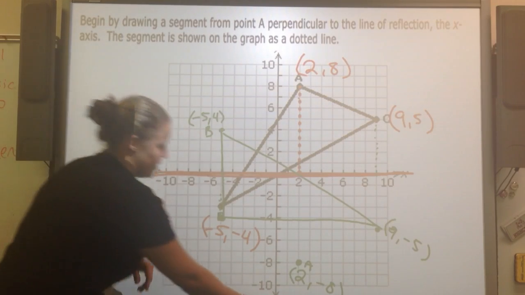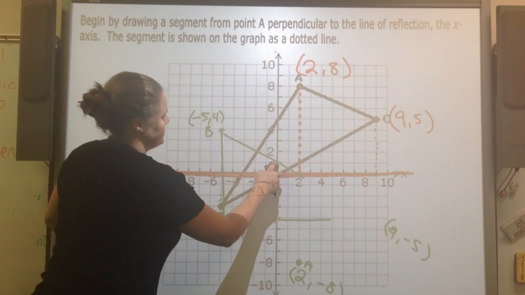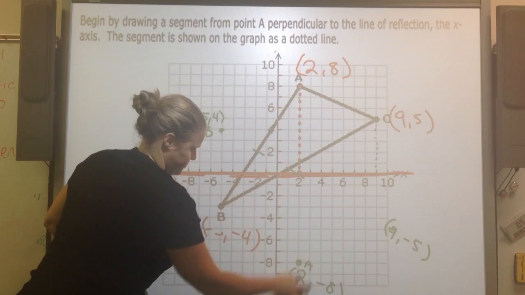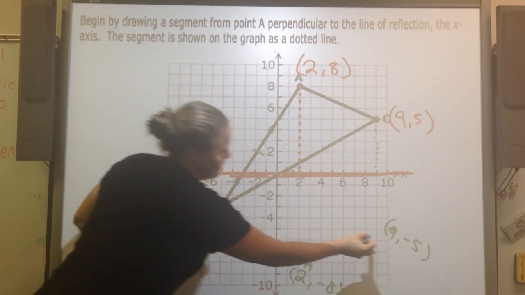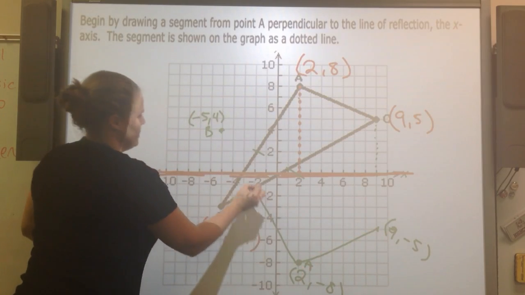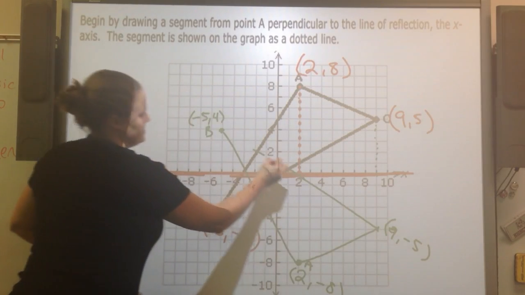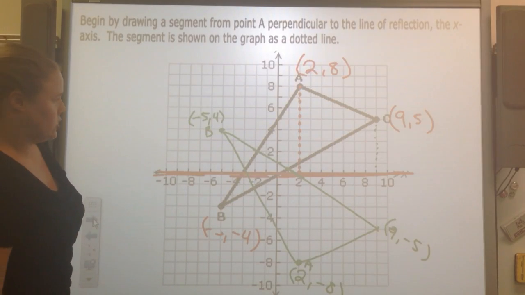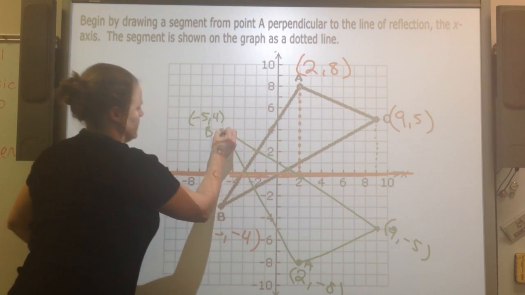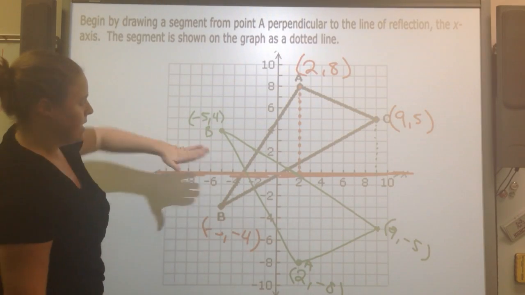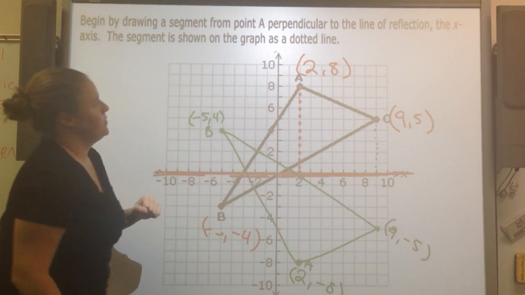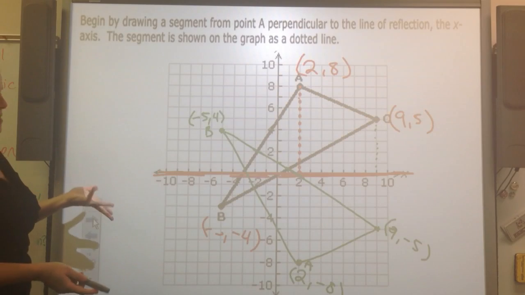Oh, I connected the wrong ones. Sorry, time out. That's not even a dot down here anymore. There we go. Right there. So connect that dot. I knew something wasn't looking right. It's like, that's not a reflection. So make sure you connect your A dot to your B dot to your C dot, your new dots that you just made. If you imagined a mirror here and you folded the paper, they would intersect. So that's how you reflect a shape.